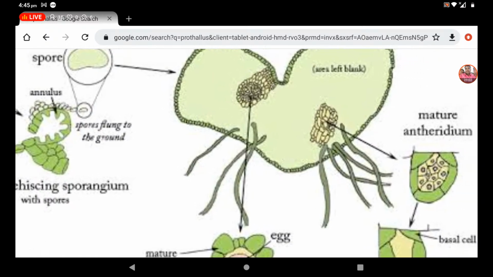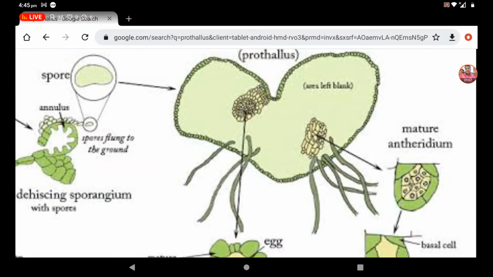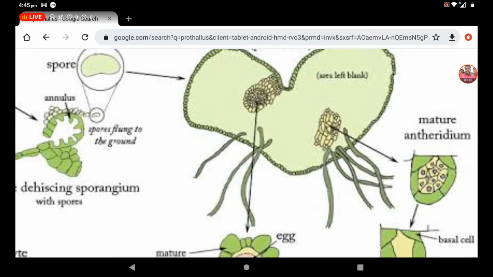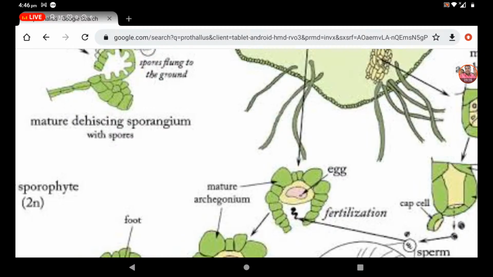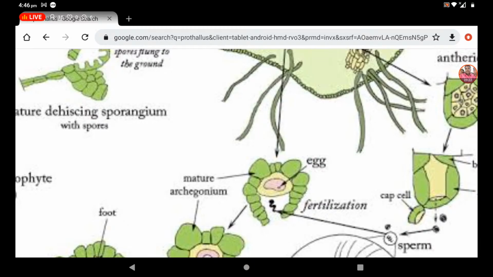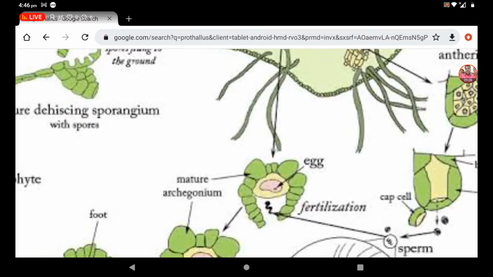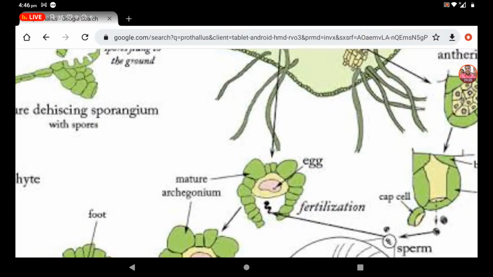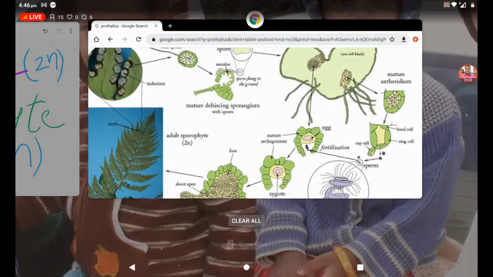Close to the rhizoids the Antheridium is present, and on the dorsal side, that means the upper side, the Archegonium is present. If you observe the Archegonium, it consists of 6 cells: 1 egg cell, 1 VCC and 4 NCC. These structures we already discussed earlier in the class. Once again I will discuss.